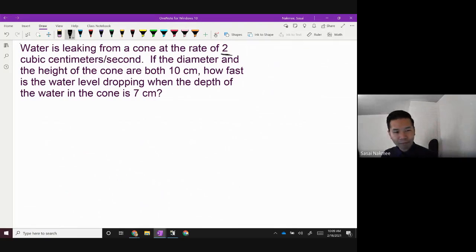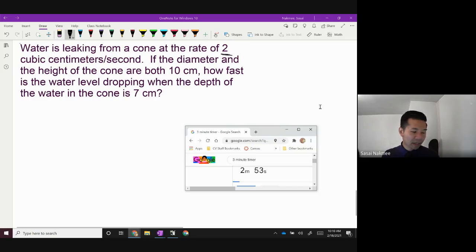So let's go ahead. I'm going to set up a 3-minute timer. Yeah, 3 minutes is good. Let me see where you're at on your drawings and your variables for this one. Go ahead and put this on the screen. Give me the drawing, give me the variables with your drawing, and let's see where you're at.